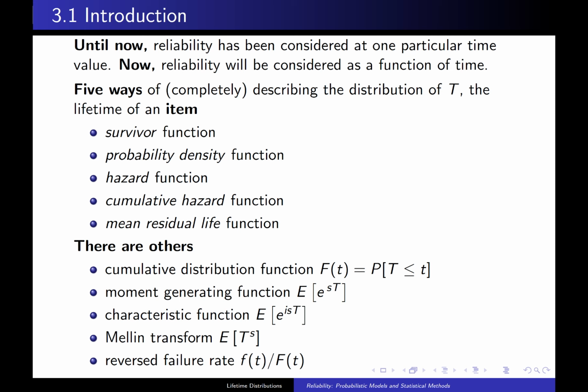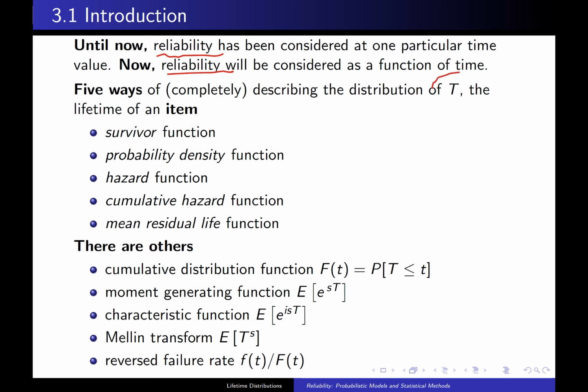So up until now, reliability has been considered at one particular time value. For example, the reliability of an item at time 1000 is 0.9. Now what we're going to be doing is considering reliability as a function of time. We will not be just looking at time 1000, we'll be looking at all times and determining the reliability at any point in time.